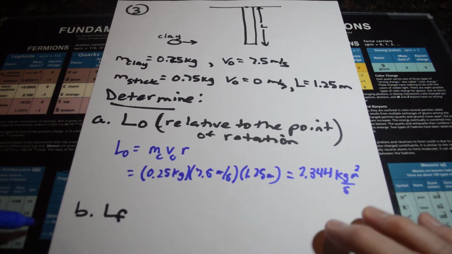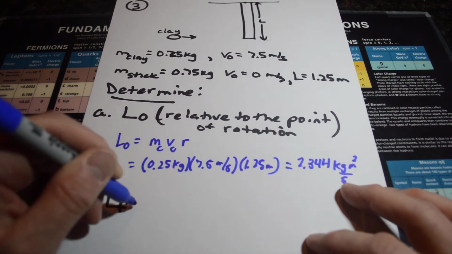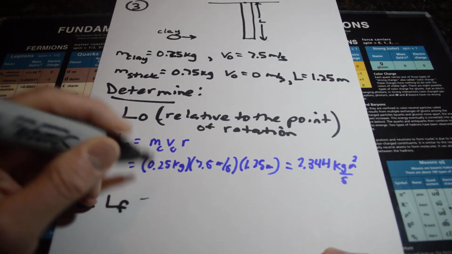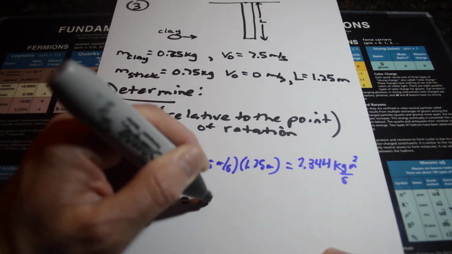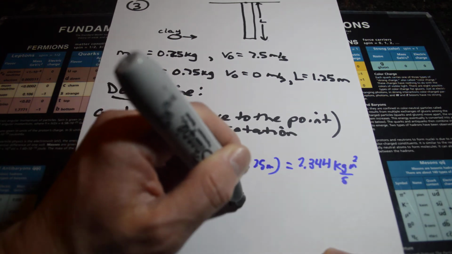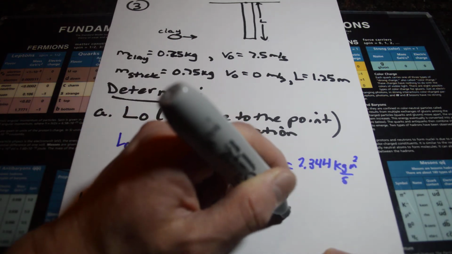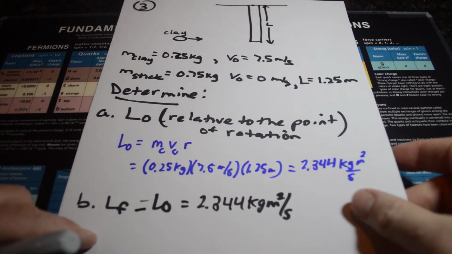The next question is, what is the final angular momentum of the system? Well, I'm just going to write in here that the final angular momentum has to be equal to the initial angular momentum. So the answer to that would also have to be 2.344 kilogram meter squared per second. So that was really just a statement of fact rather than a calculation.